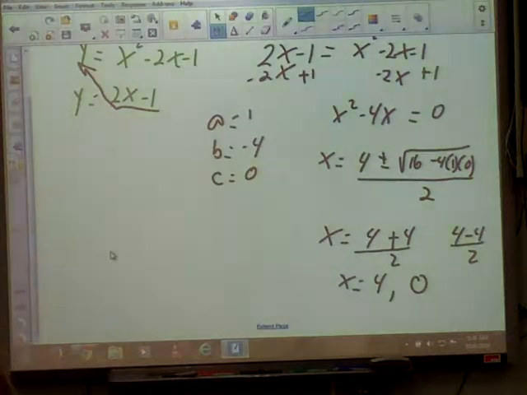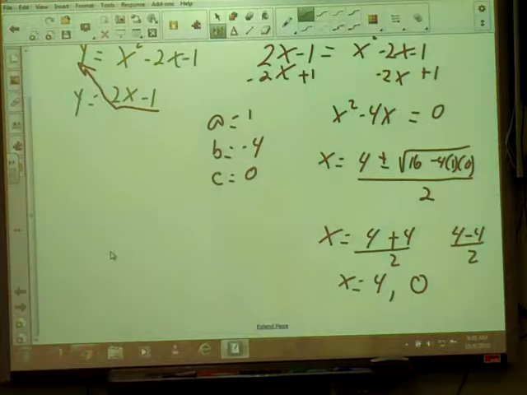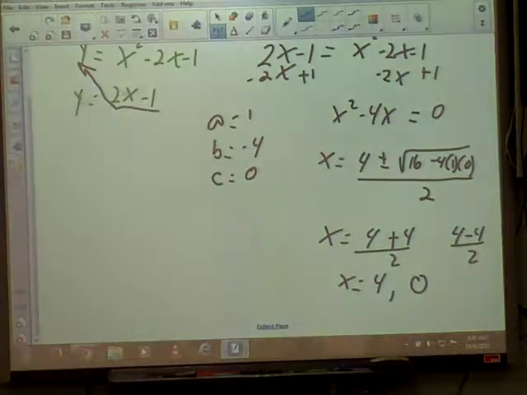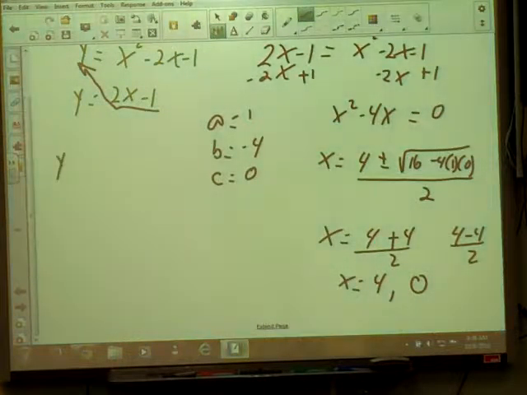Okay, so 4 plus 4 is 8. 8 divided by 2 is 4. 4 minus 4 is 0. 0 divided by 2 is 0. We're not done. Those are x's. The answer we put was an ordered pair. Okay, so just slow down and we'll get there.